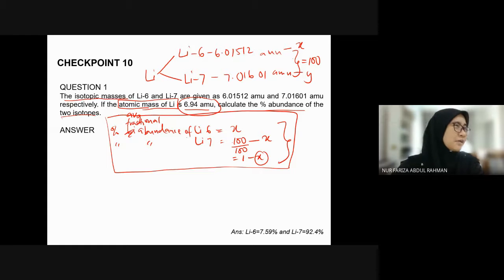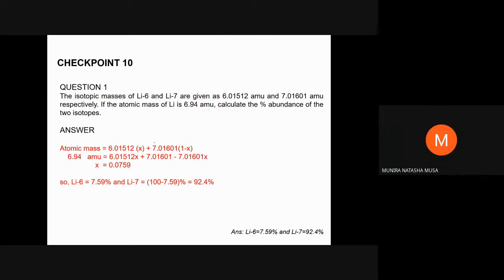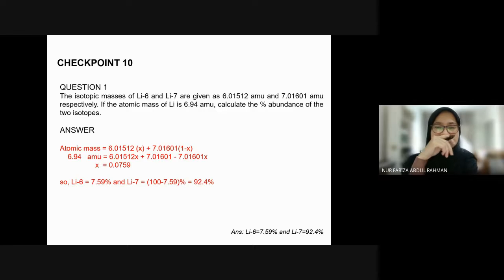Like I mentioned just now, you have to justify. Madam, if for lithium-6 we use 1 minus X, it's the same, right? Same. It depends on which one you define as X. If you go for lithium-6, then X would be for lithium-6. If you go for lithium-7 as X, then it's the other way around.